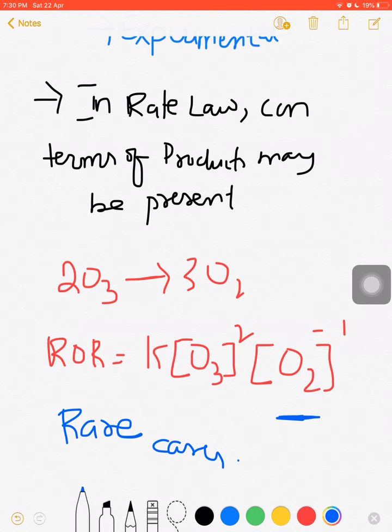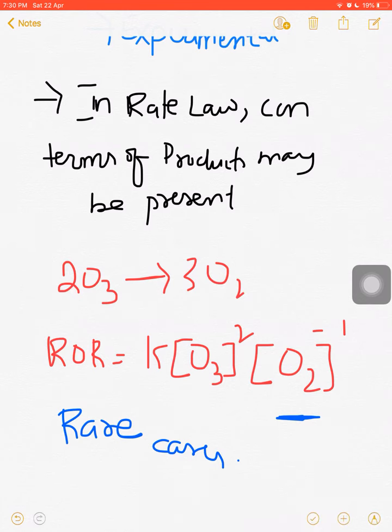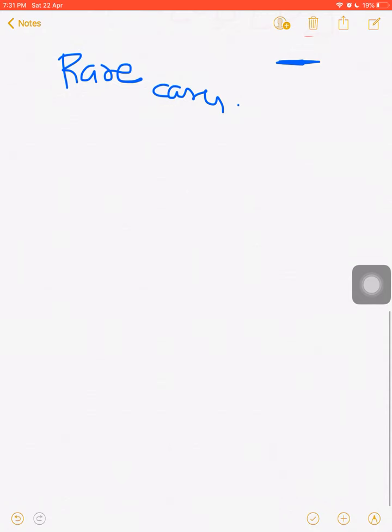Generally, the rate law explains the dependence of the rate on the concentration of a species in a reaction. That's why we wrote the word species. In my previous video, I told you it explains the dependence of the concentration of a reactant, but after that I wrote species. What does that mean? It means sometimes products can be involved in the rate of reaction, but in very rare cases.